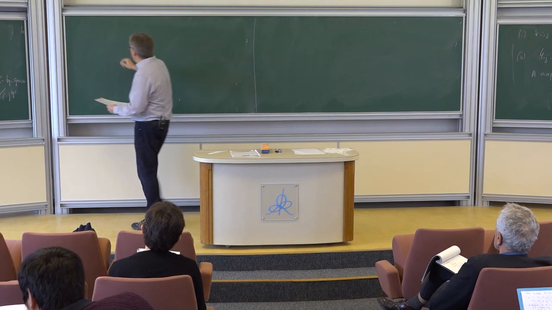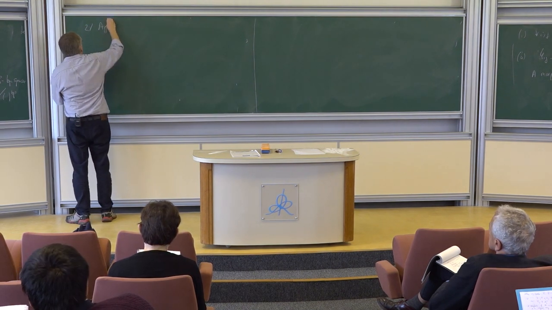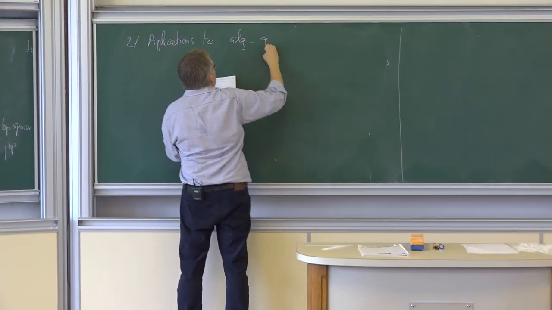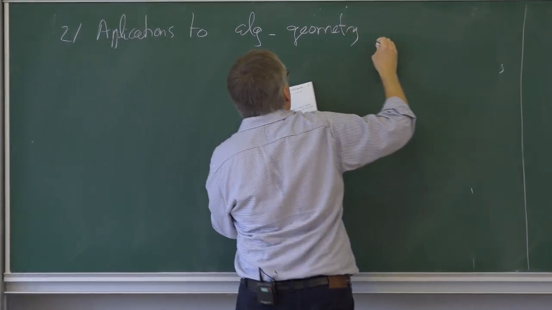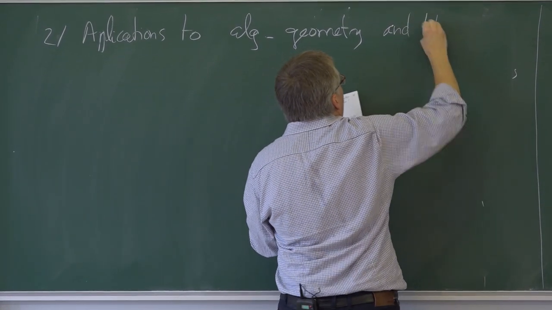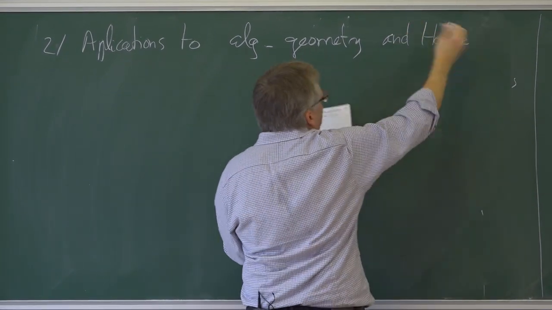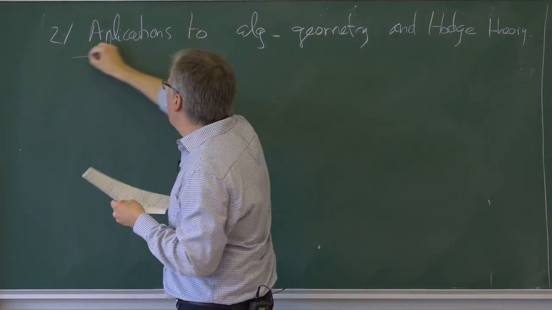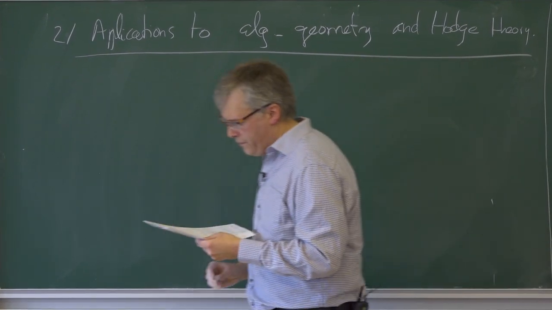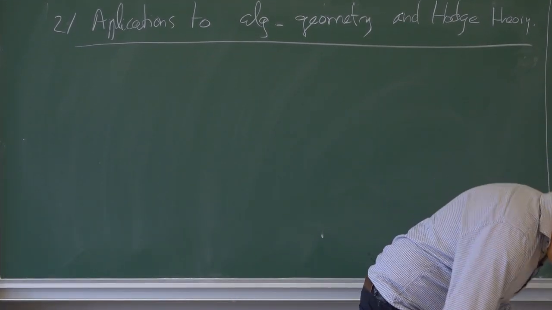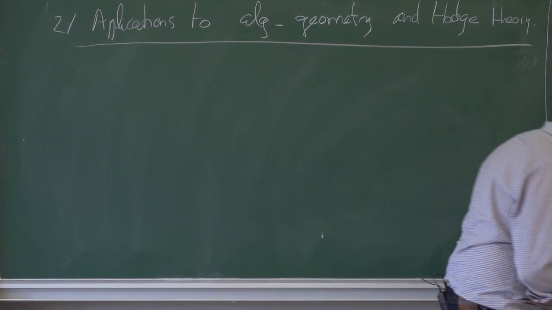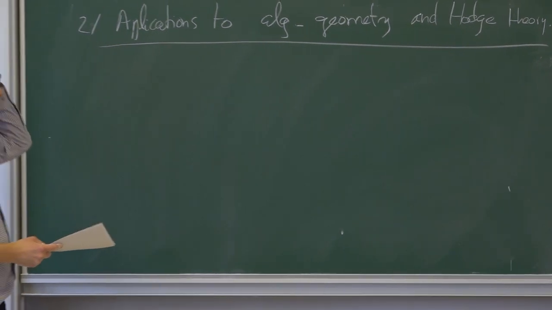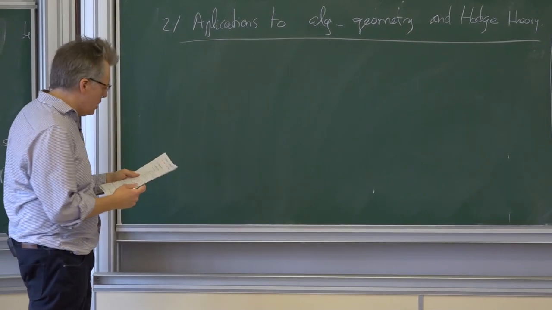So, two applications to, let's say, algebraic geometry and, in particular, Arch theory. So when I say algebraic geometry, this is of course over C. So why should a complex algebraic geometer care about this kind of business?